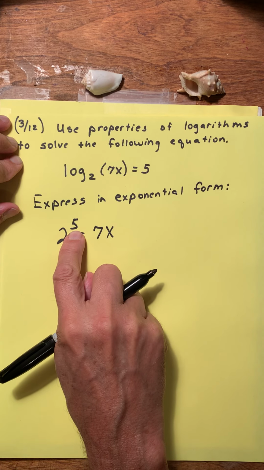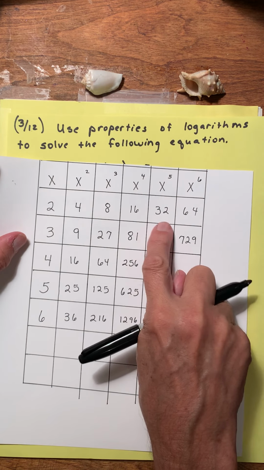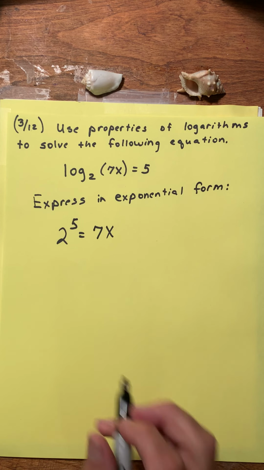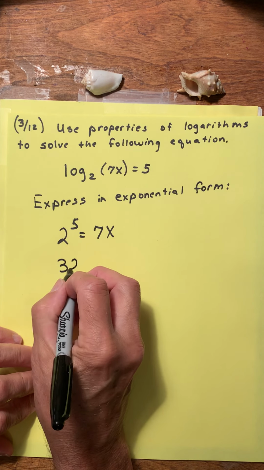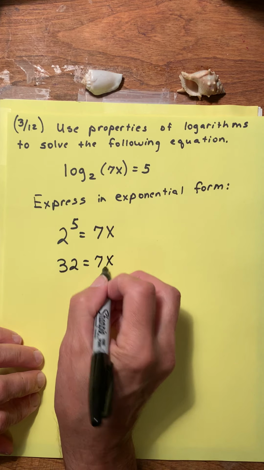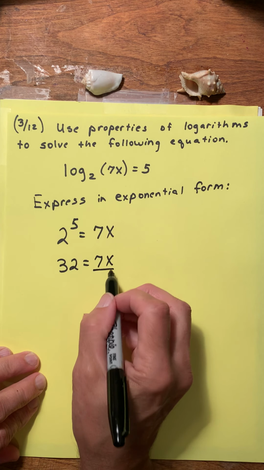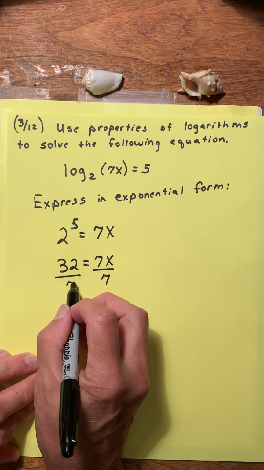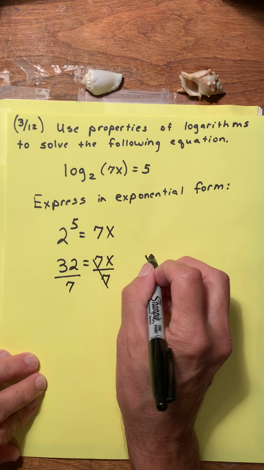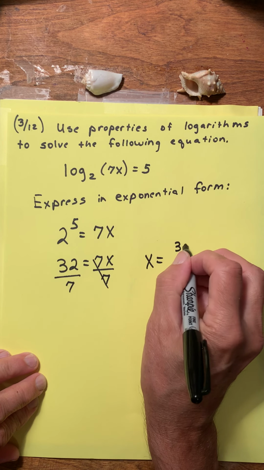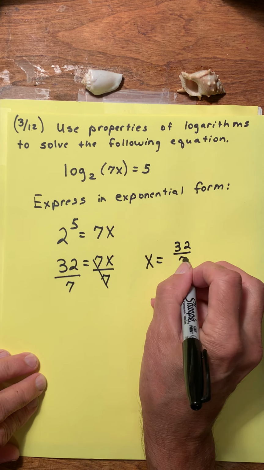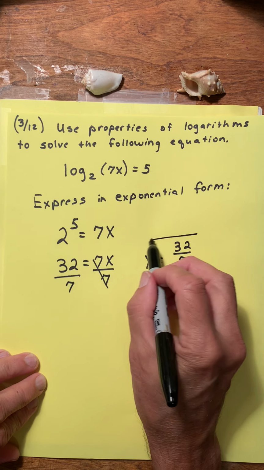Hey, I know what 2 to the 5th power is. I got a little chart. 2 to the 5th power is 32. This is going to be easy. Divide both sides by 7, and I got it. X is 32 over 7. They want me to reduce it if it will. It won't. That's it.